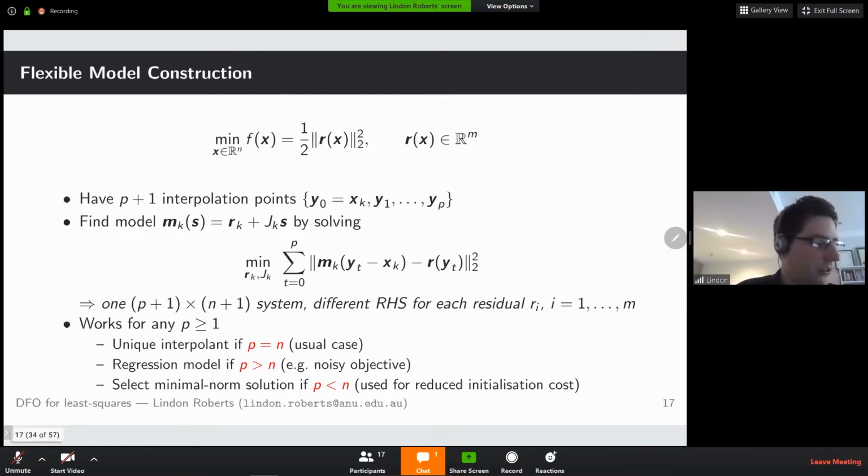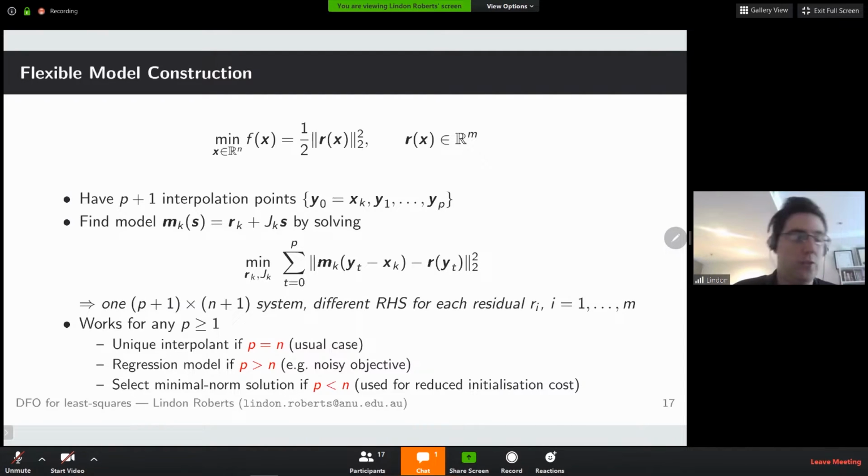So for the flexible model construction, I won't talk about it too much, but basically, we now replace n+1 interpolation points with p+1 interpolation points. And then we find the linear model that minimizes this sum of squares of residuals. So this reduces to a rectangular linear system for the interpolation problem. If this is square, if we have n+1 interpolation points, then we have standard linear interpolation over R, and we just invert the linear system.